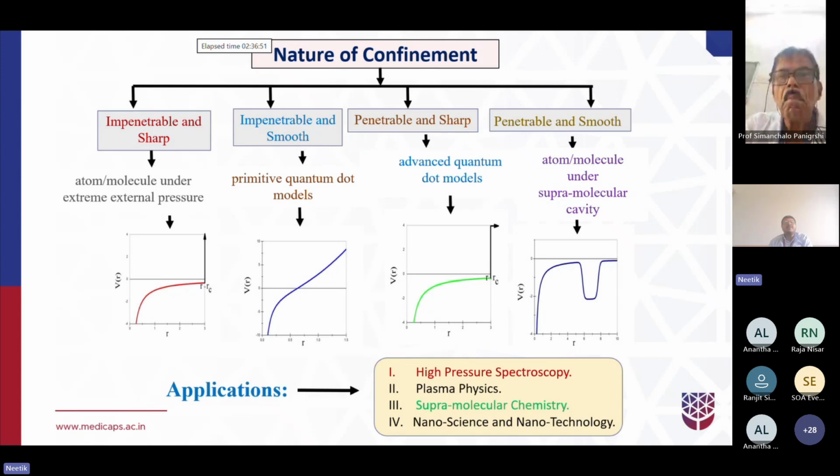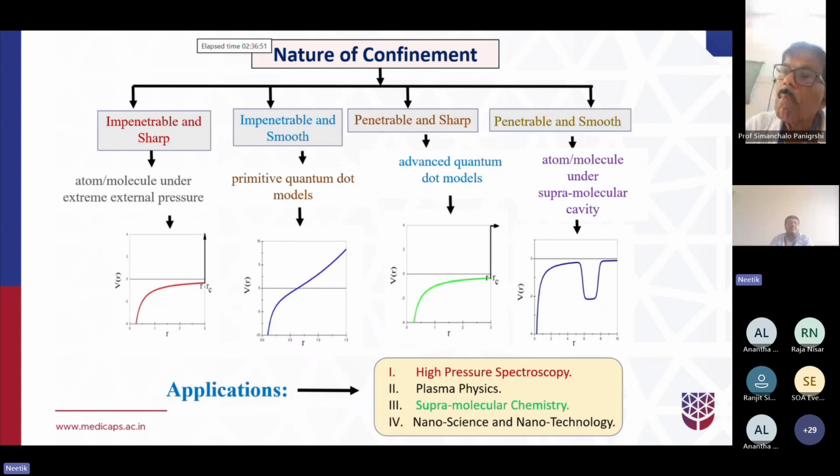Next comes penetrable sharp, where the potential is very strong in the region, but not as intense as in the high pressure region. Next is penetrable and smooth, where the ideal example is the trapping of molecules in a supramolecular cavity like fullerene, or nowadays a molecular MOF environment, like a metal organic framework. These categories, impenetrable sharp, penetrable smooth, and so on, actually explain the nature of the potential of the system.